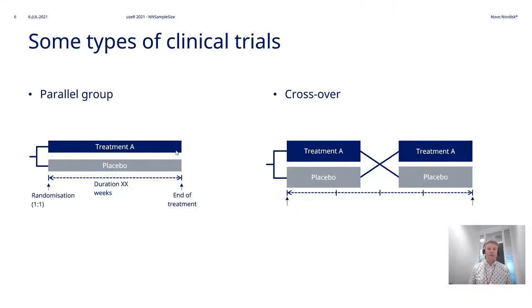Here are some types of clinical trials. On the left-hand side, we see a parallel group design, which may be event-driven, so that subjects are randomized into one of two treatments, and the trial terminates when you have a sufficient number of events. We also have a crossover design on the right-hand side, where subjects are randomized into a sequence of two treatments.